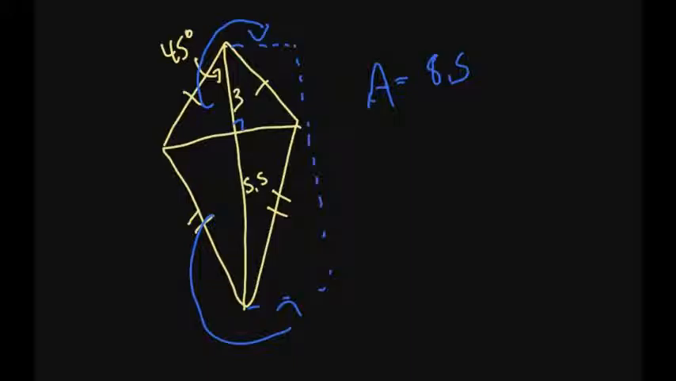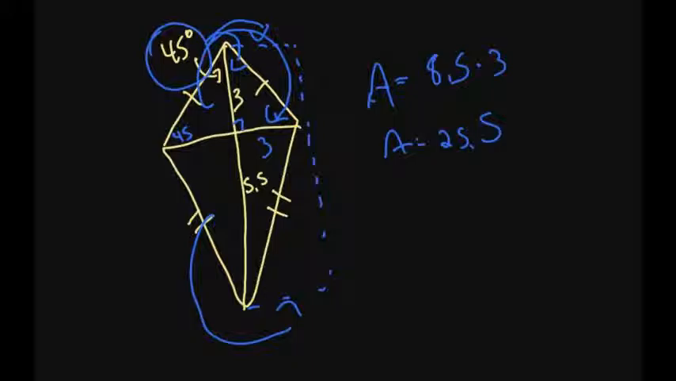Now, the key here is paying attention to this. This is 45 degrees. That means this is 45 degrees. That means that that is also 45 degrees and that is also 45 degrees. And since one side is 3, that means my other side has to be 3. So my rectangle there would be 8.5 times 3. So 3 times 5 is 15, carry the 1. 24 plus 1 is 25, so that would be 25.5. And let's call this inches. So 25.5 inches squared.